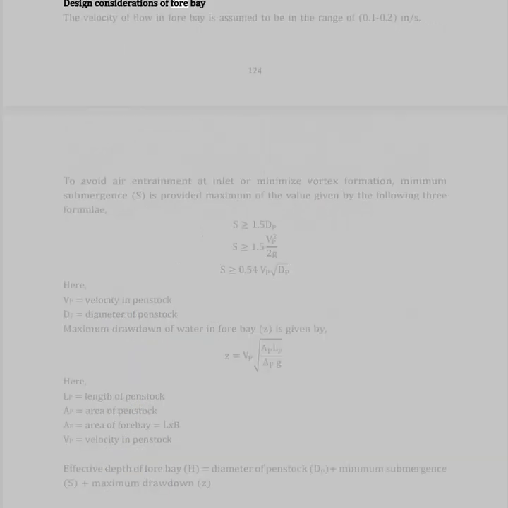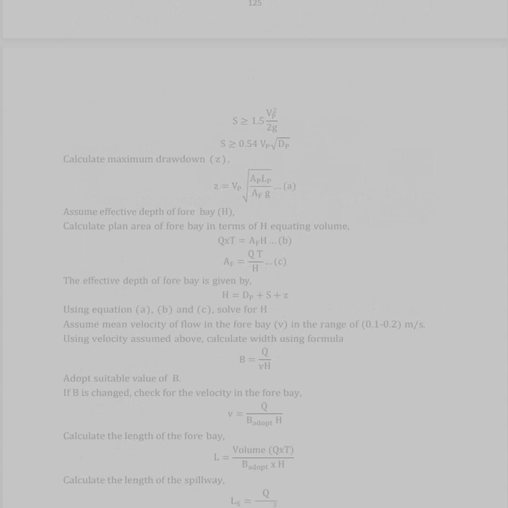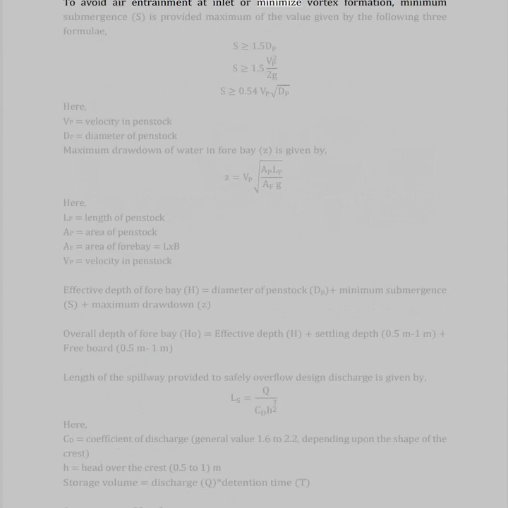Design considerations of forebay. The velocity of flow in the forebay is assumed to be in the range of 0.1 to 0.2 m/s. To avoid air entrainment at inlet or minimize vortex formation, minimum submergence, S, is provided. It is the maximum of the values given by the following three formulae: S greater than or equal to 1.5 d, S greater than or equal to 1.5 Vp²/2g, S greater than or equal to 0.54 Vp√dp. Here, Vp equals velocity in penstock, dp equals diameter of penstock.